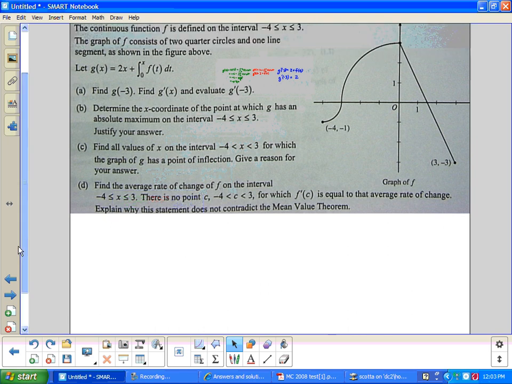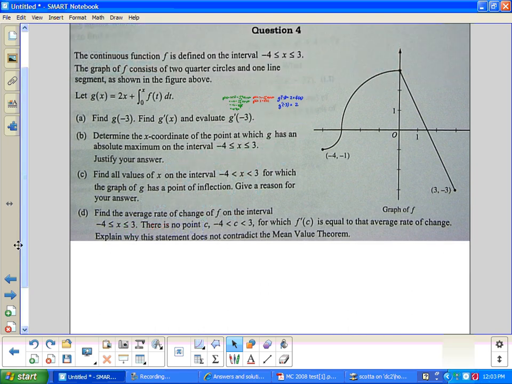Alright? I move back up to part C. Determine the x-coordinate of the point at which g has an absolute max on the interval. Justify your answer. Okay. For an absolute maximum, the derivative either has to be 0 or undefined. Alright? So we want to identify those points.